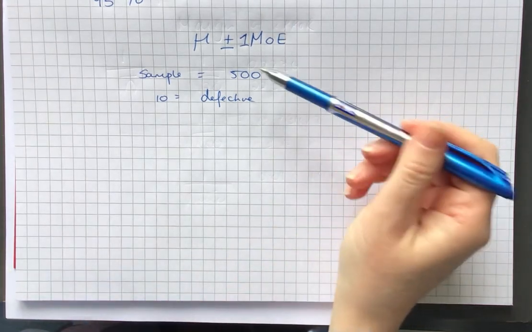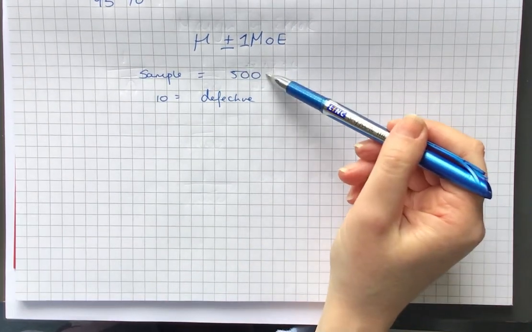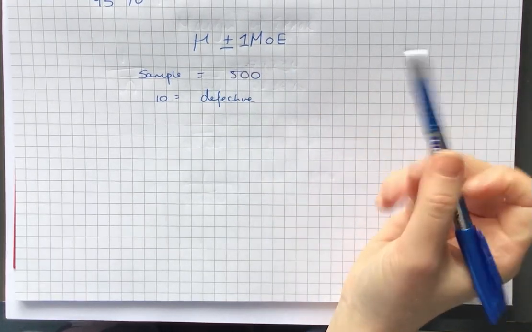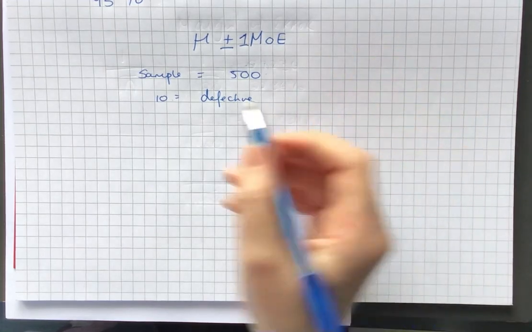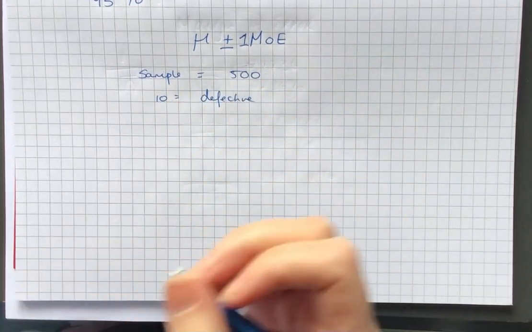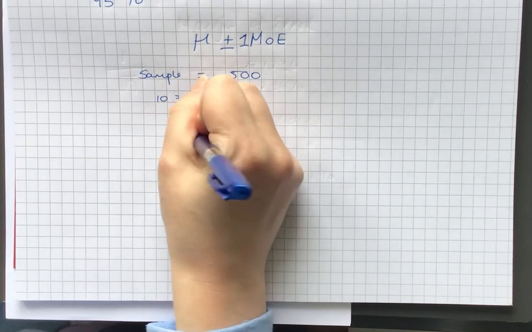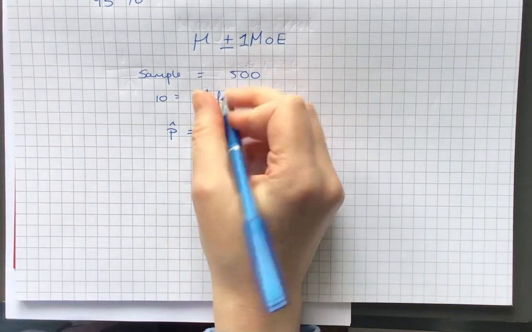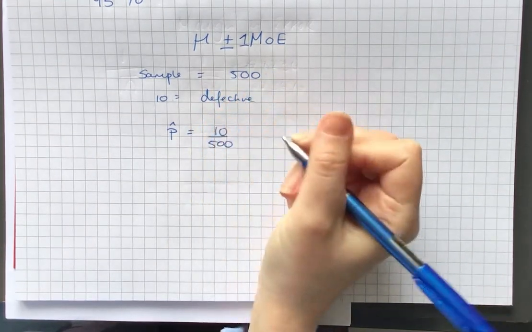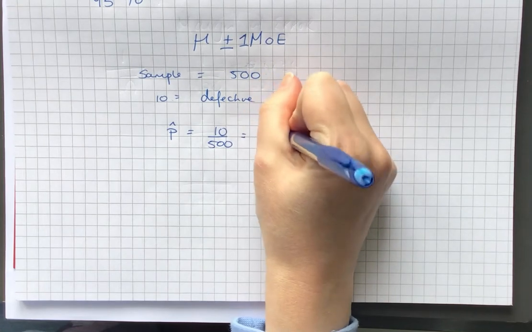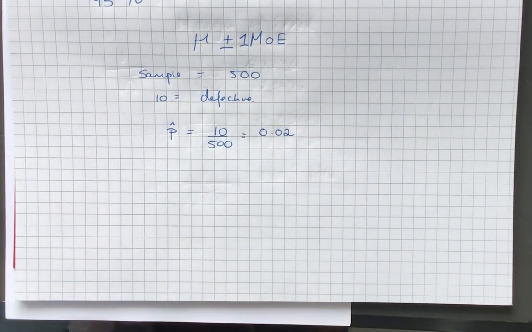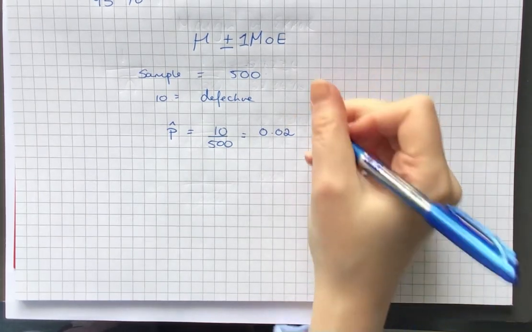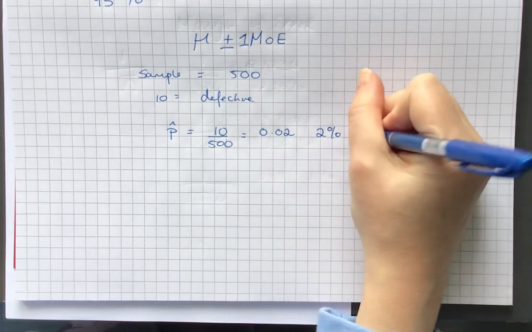So lots of information here. First of all, the sample size is 500, so that's going to be important for us. When they carried out their survey, they found that 10 out of the 500 were defective. So to get the proportion that were defective, that's just P with a hat, the proportion that were defective was 10 out of 500, which is equal to 0.02. So they found that the probability of something being defective was 0.02, which is 2%, a 2% chance that they were defective.